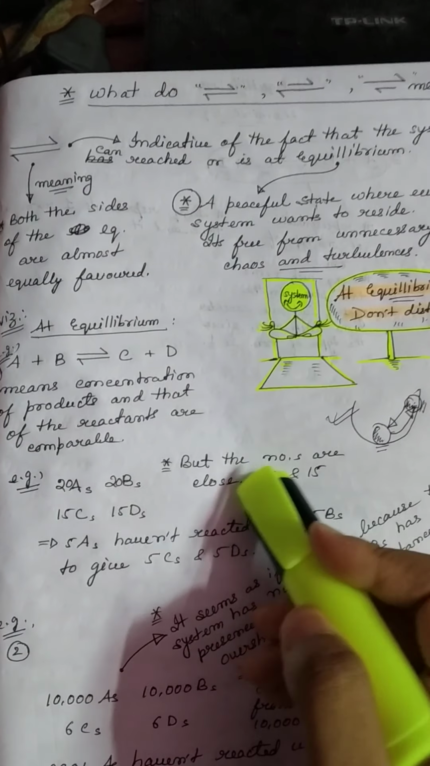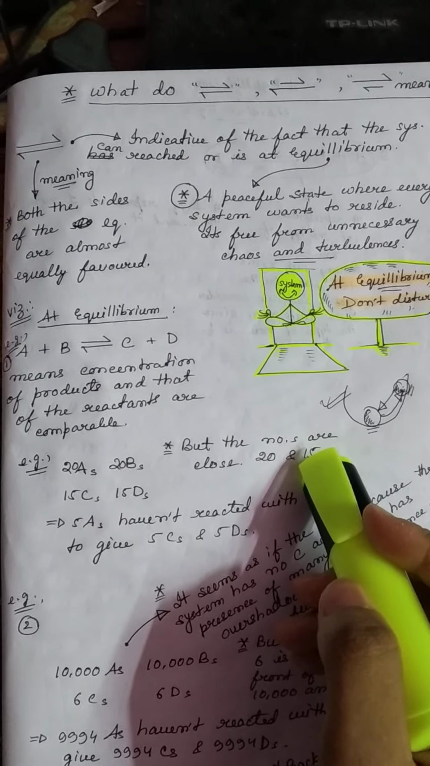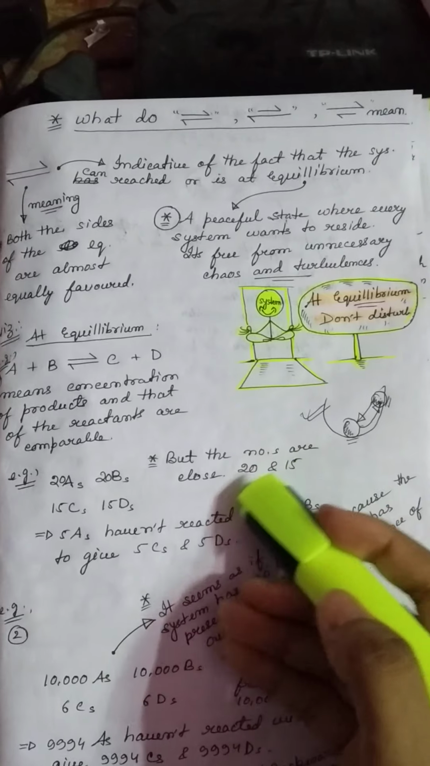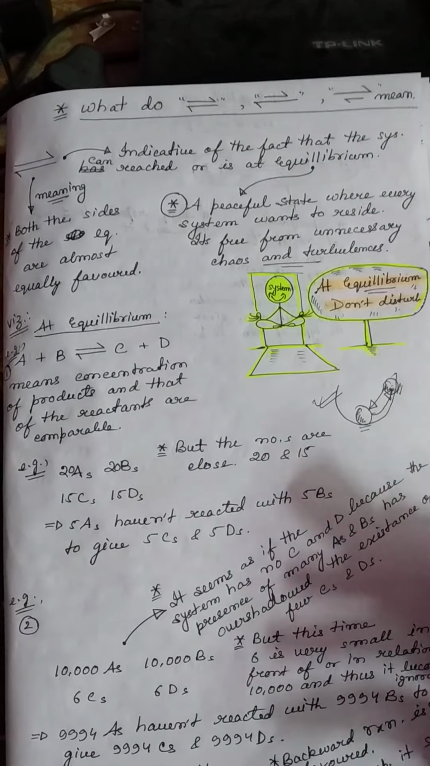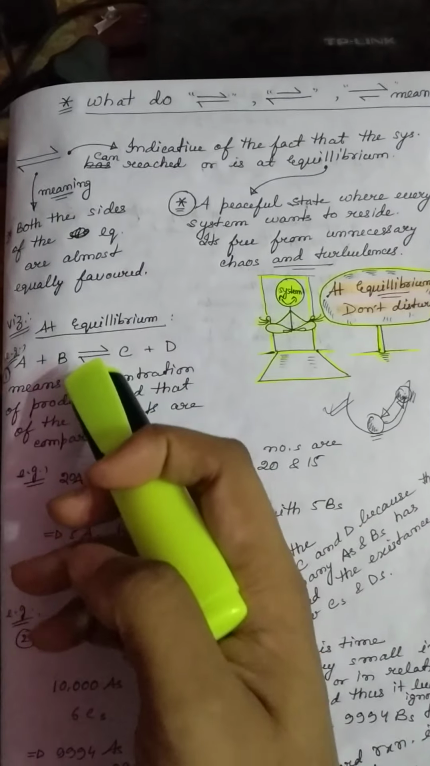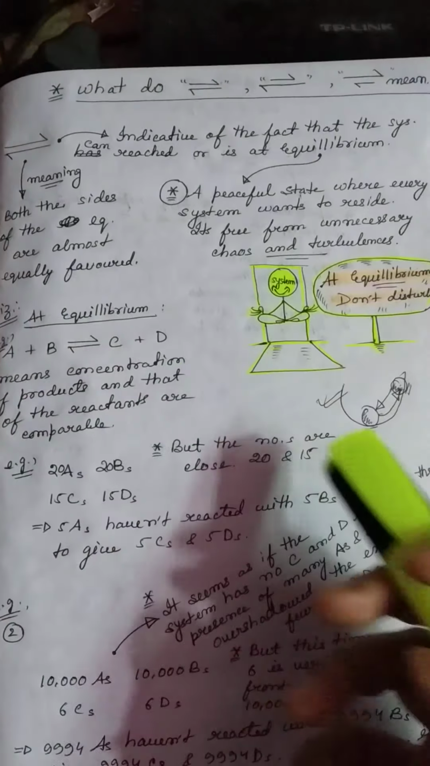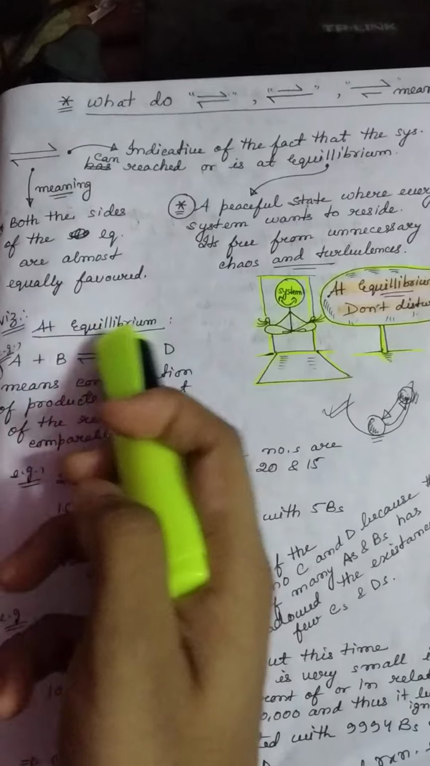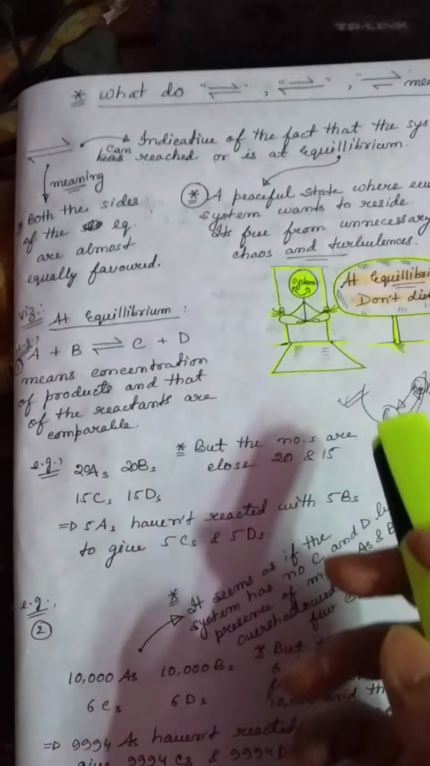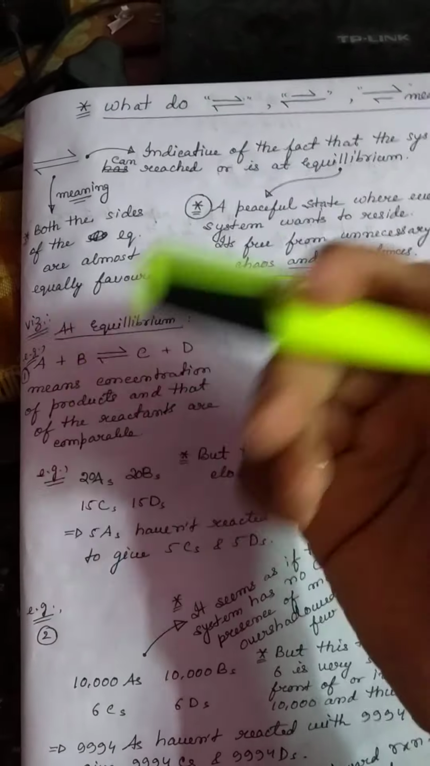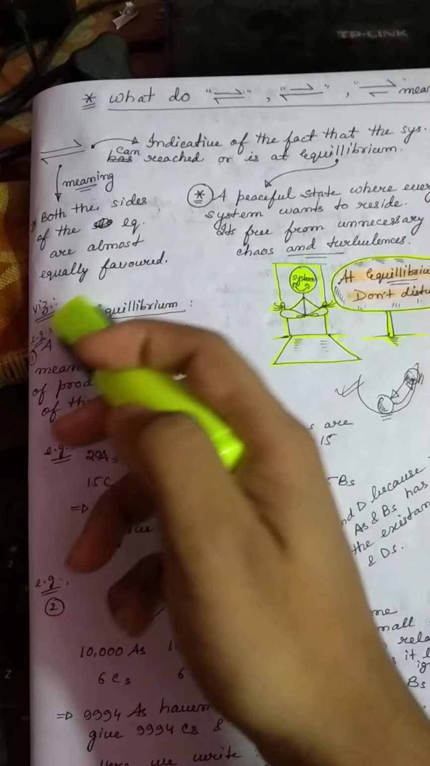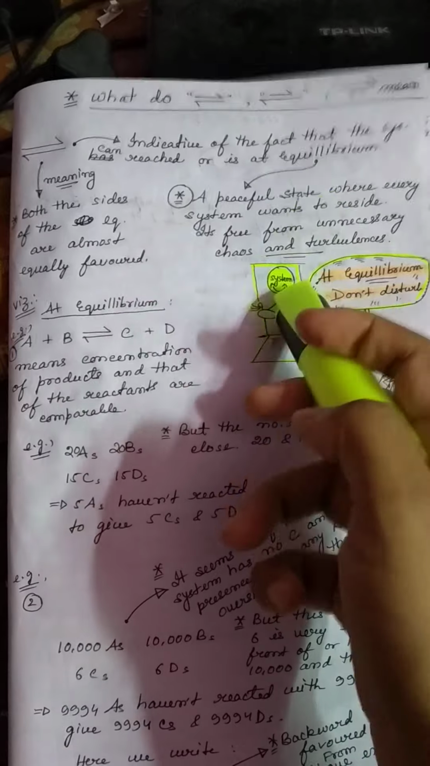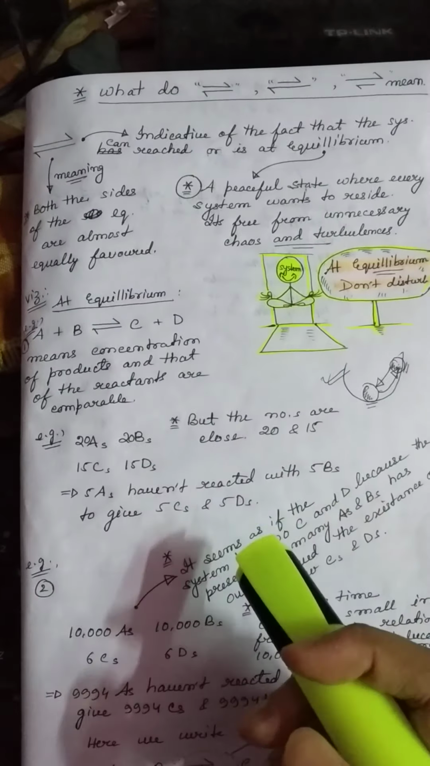But since these two numbers are close, 20 and 15, there is very little difference between them, right? They differ by 5. So we use this symbol in this case because the two sides are comparable at equilibrium. Don't forget, I'm talking about what I have observed when the system is at equilibrium, that means the peaceful state.